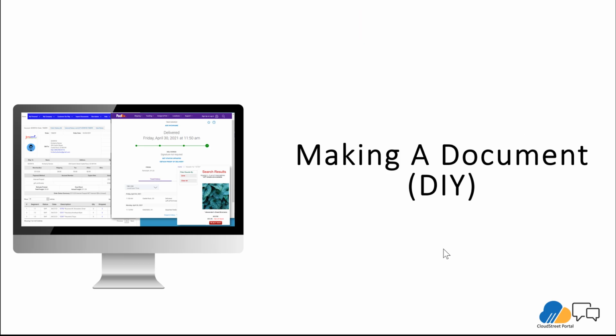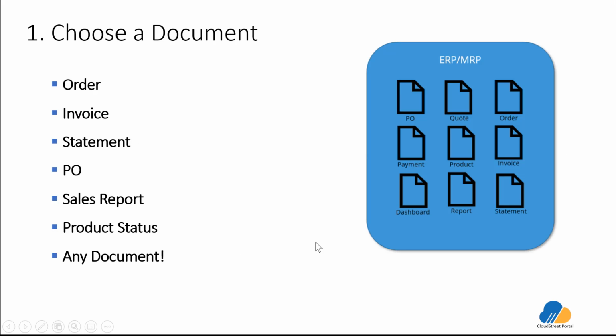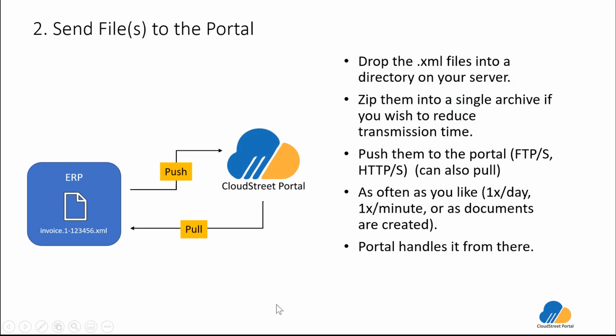So the second question you'll ask is, how do I make these things? You say it doesn't require a programmer, but this looks pretty sophisticated. So let's get into how we do that. The first thing is we need to choose a document. And again, Cloudstreet Portal doesn't really care what type of document you want to put on it. In this case, we're going to choose invoice as our example because it's something that most people can relate to.